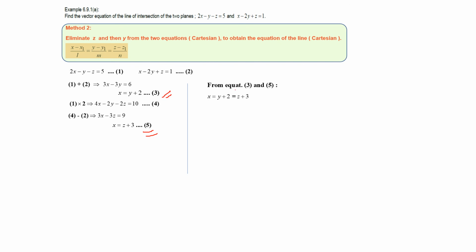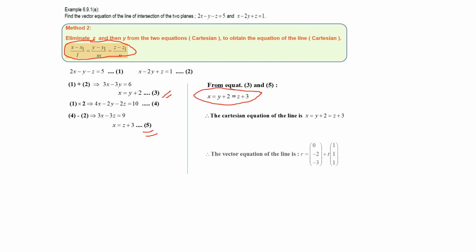Now you compare these two, which is in the form of the Cartesian equation of a line. So this is the Cartesian equation of the line, and if you want the vector equation, just convert it. So this is the answer.